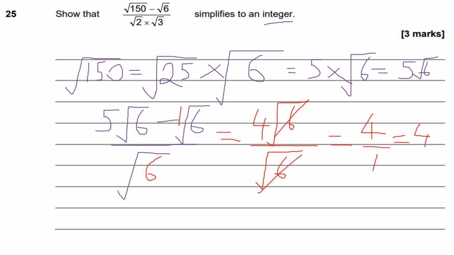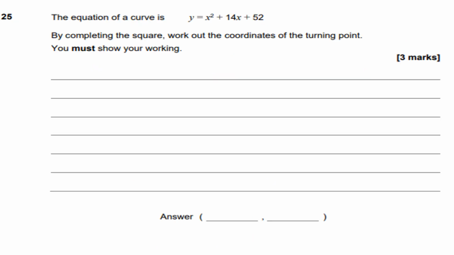Or 4 times 1 over 1, which just gives you the answer of 4. 4 over 1, which is just 4, guys. So that's the answer for question 25. Make sure that you're happy with simplifying surds, and obviously multiplying surds, as well as simplifying and collecting your like terms with surds.